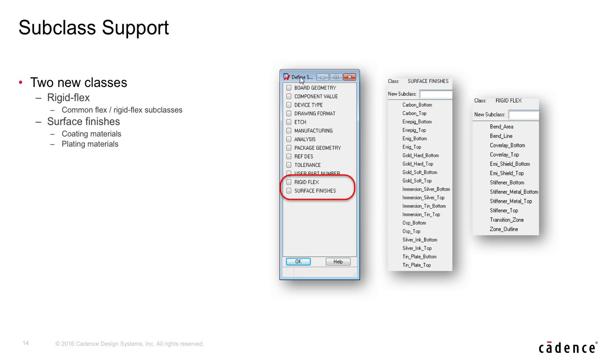Surface finishes is the second class that was introduced that deals with the different coatings and plating materials such as gold and tin. Specific subclasses for masks that identify those layer types for fabrication.